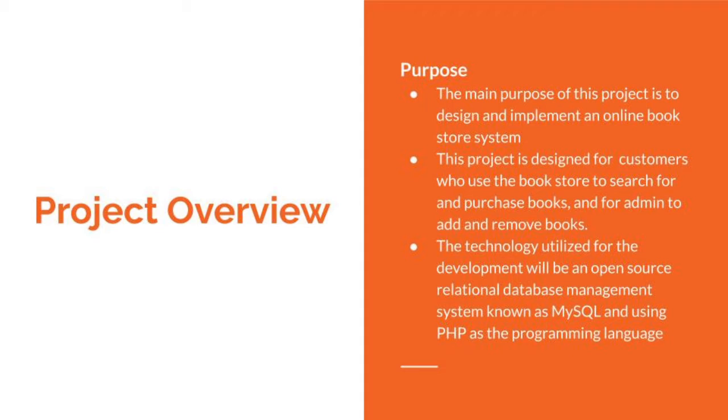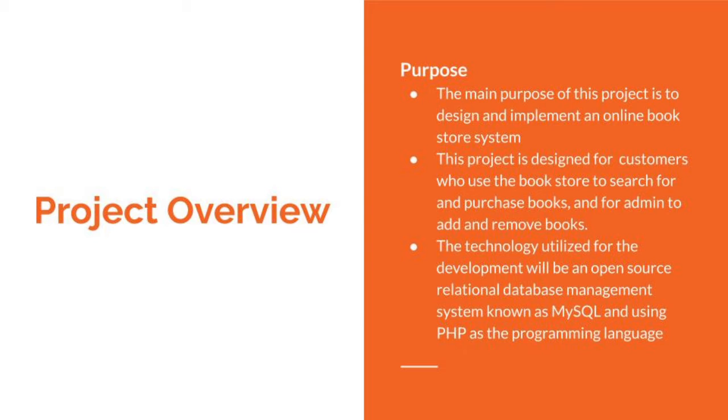Here we will go over the project overview. As you can see, the main purpose of the project is to design and implement an online bookstore system. Now this system will have two different types of users, both customers and administrators. The project is designed for customers who use the bookstore to purchase books and for admin to add or remove books. Now, when the customer purchases books, they will do so by placing the book into the cart.